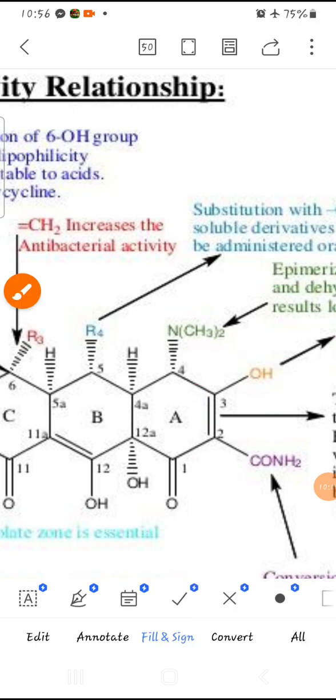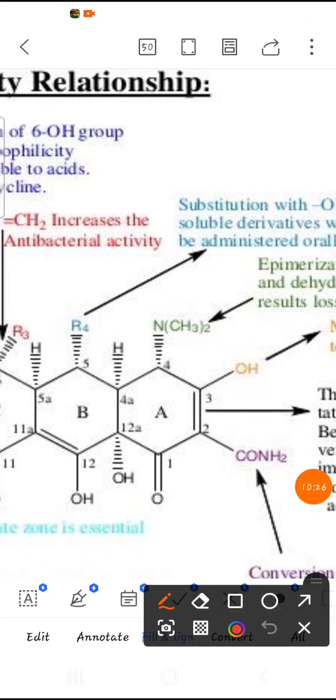Also, at the 2 position, we have an amide group. This amide is essential. Conversion of this amide into aldehyde or nitrile will abolish activity. Also, monoalkylation of the amide nitrogen reduces activity. What does it mean? Making that nitrogen into a secondary group will decrease activity. Therefore, the amide group must be retained as unsubstituted for better activity.